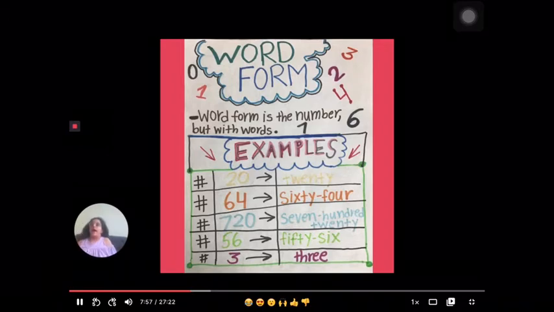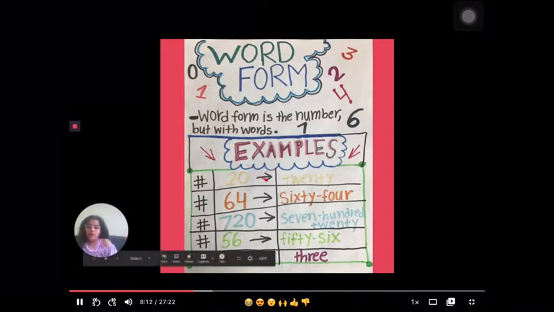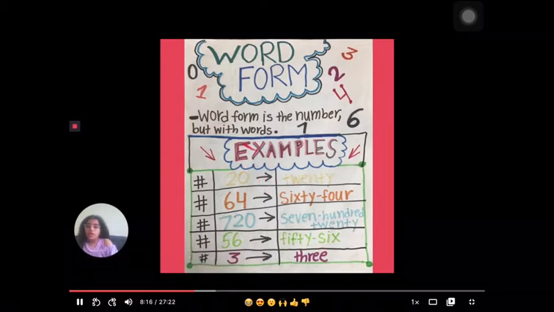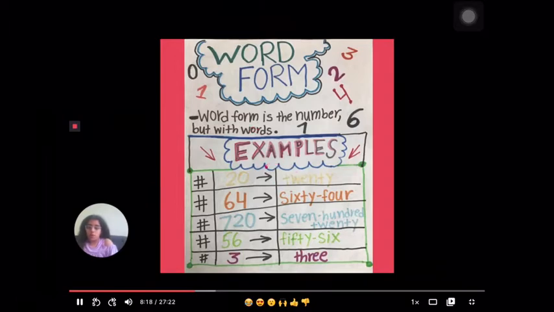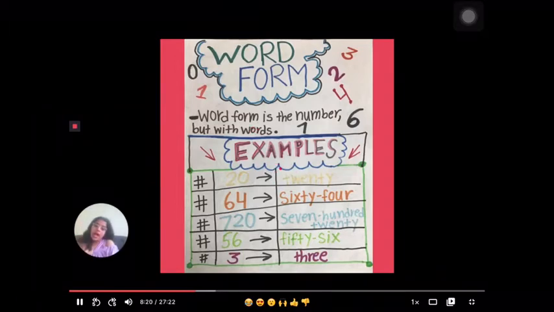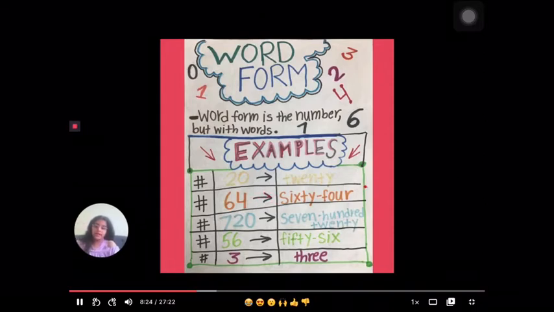So if I had a number that was standard form and I had to turn it into a word form, I would turn it into the same number but with letters and turn it into a word. So as you can see, I have 20 here. If I was to turn it like this arrow tells us to into word form, it would be twenty. And if I had 64 and I had to turn it, I would write it in the words.